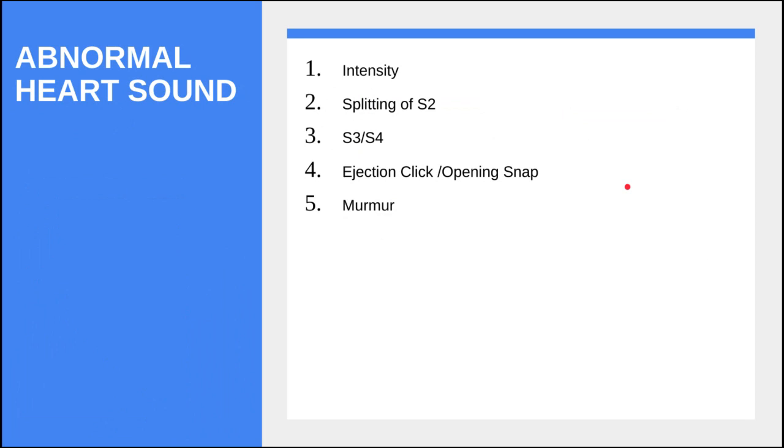So in abnormal heart sounds, we have to look for intensity, then splitting of the second heart sound, third and fourth heart sounds if present, then ejection click or opening snap, and last is murmur.